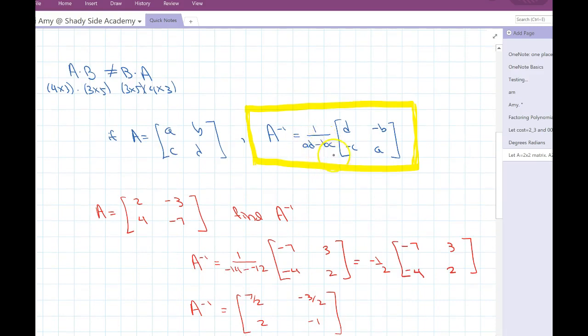What condition here would make an inverse not exist? Go ahead and think about that with either yourself or someone next to you. And if you're thinking about it with yourself, I hope that you're somewhere public.